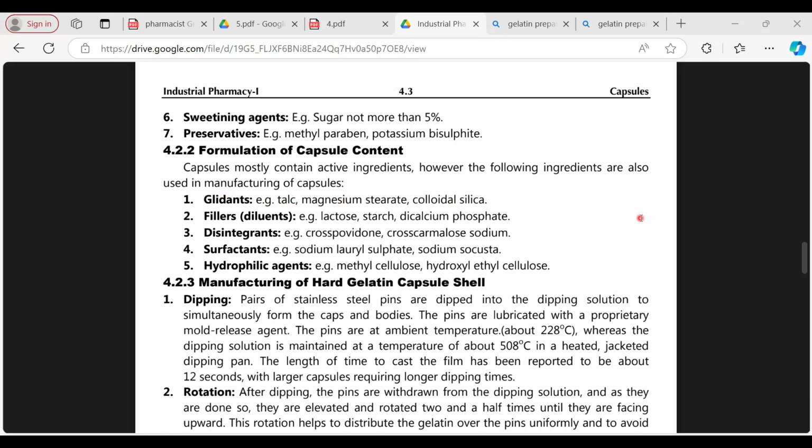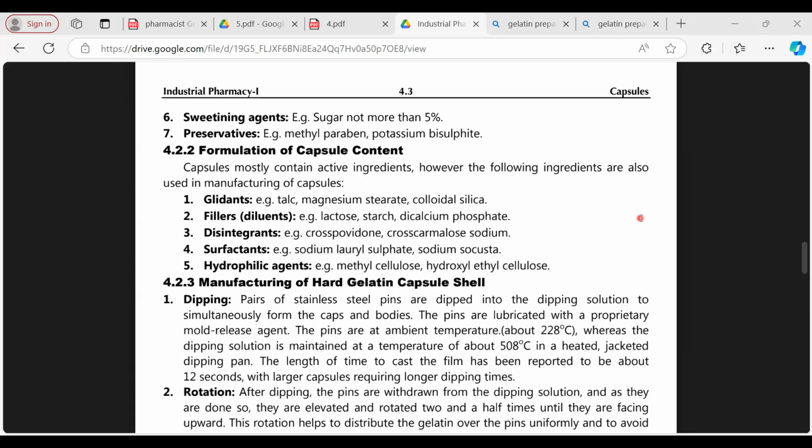Then diluents or fillers. Why we use diluents in tablets, we discussed earlier. They increase the bulk content of the tablet or the powder, so they help us in handling things. So fillers are generally used to improve the bulk content. There are lots of other examples; simply lactose, starch, and dicalcium phosphate are used as diluents.